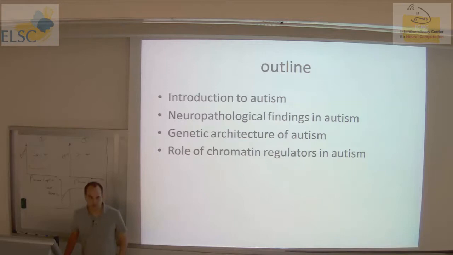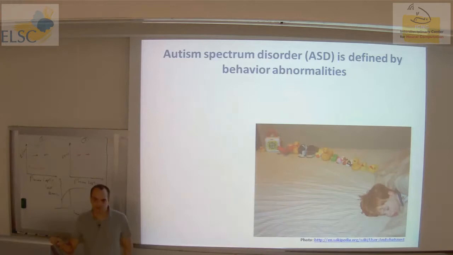So autism spectrum disorders is a spectrum of disorders. Some people, instead of saying autism spectrum disorder, call it disorders, or instead of autism, autisms. As I said, it's a collection of entities, and it's currently defined only by behavioral abnormalities. So there is no lab test that you can do to diagnose autism. It's only based on observation of behavior.